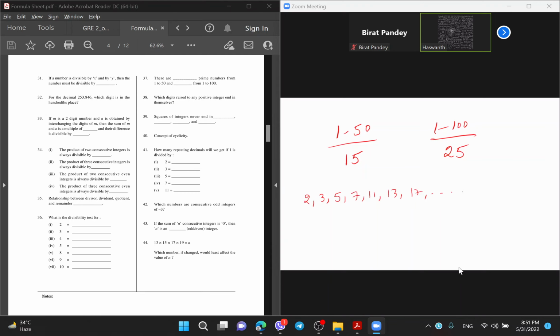There isn't any formula to calculate this. You just need to remember these values: from 1 to 50, there are 15 prime numbers, and from 1 to 100, there are 25 prime numbers. And after this, take any interval of 100, the number of prime numbers will be less than 25. 100 to 200 less than 25, 200 to 300 less than 25, 300 to 400 less than 25.